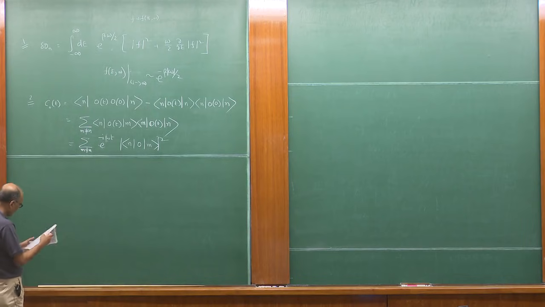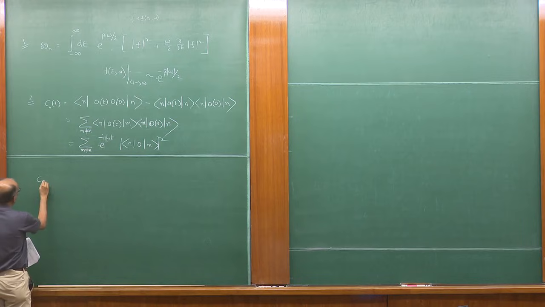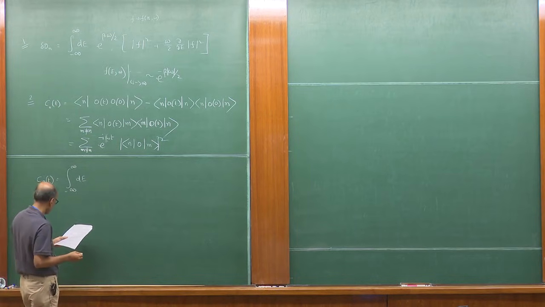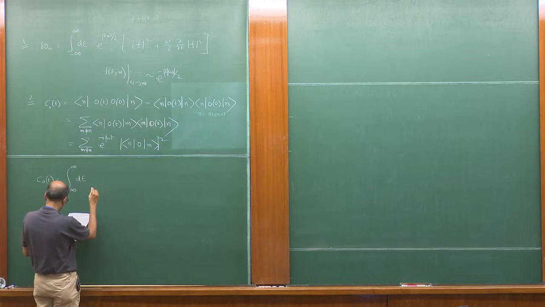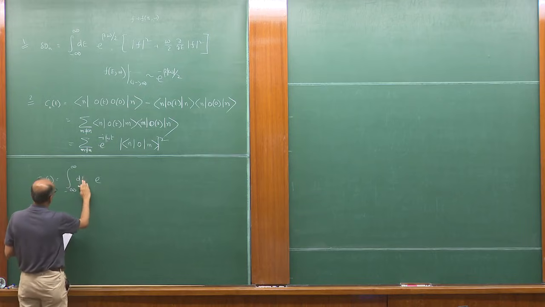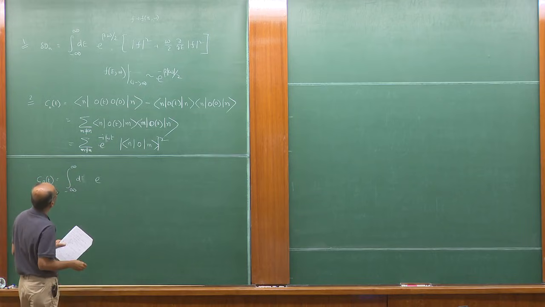and then what I find is that C_O of t can be written as dE. Again, it should go from minus infinity to infinity.